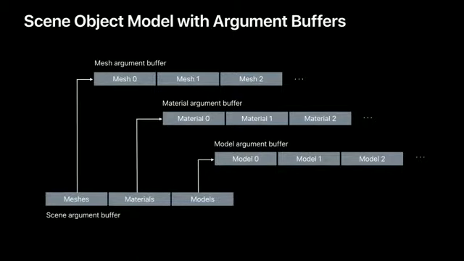It is a very simple one-to-one mapping from your object model to argument buffers. For example, the scene argument buffer here simply consists of the objects that we just described in our object model. That is, arrays of meshes, materials, and models. Basically, the entire scene can now be described with argument buffers. Now, let's look at how this can be constructed and accessed in the shader code.